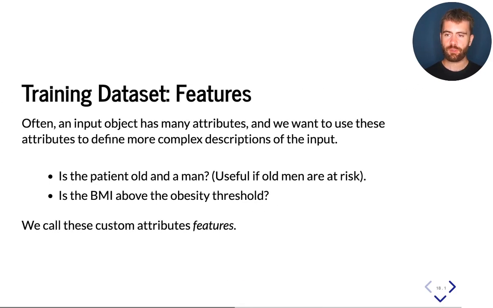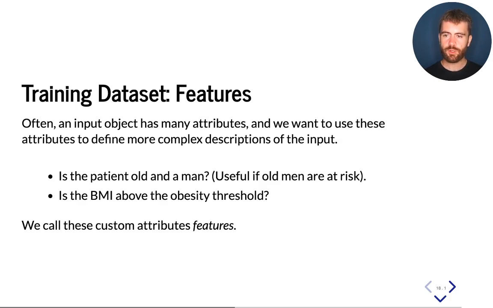And similarly, another related, slightly distinct, important definition is that of a feature. So in some cases, these attributes may not be enough to make useful predictions, or they may be too difficult to work with for a machine learning algorithm. For example, it may be the case that old men are at particularly high risk of diabetes. And it would be really useful if the machine learning algorithm that takes the input X would also know if this particular patient also happens to be an old man.